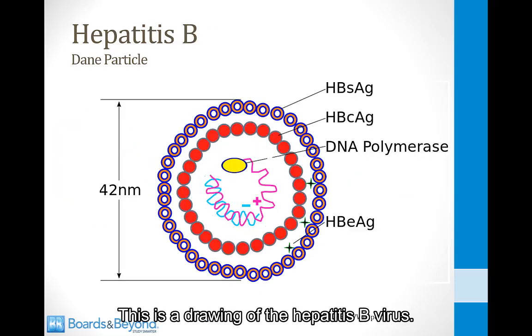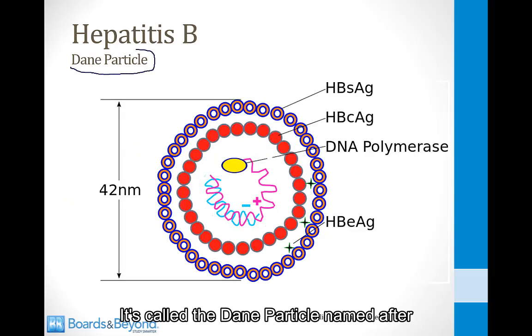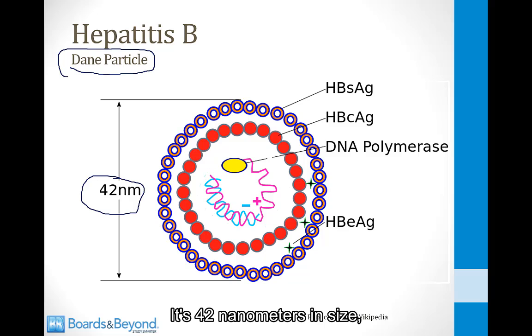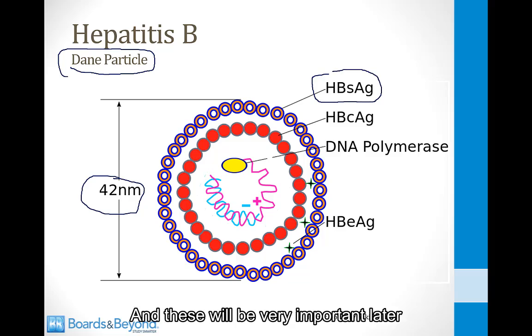This is a drawing of the hepatitis B virus. It's called the Dane particle, named after the person who first characterized it. It's 42 nanometers in size, and it has an envelope on the outside which is coated with proteins called hepatitis B surface antigen. And these will be very important later when we talk about diagnosis of infection.